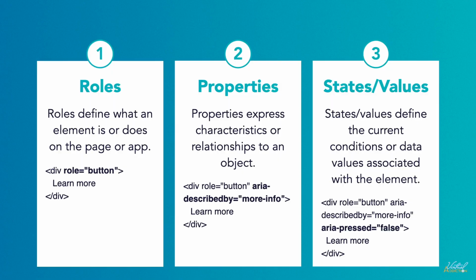The three main features of ARIA are roles, properties, and states and values. While all three elements of ARIA can be used in one line of code, it's not required and often not necessary. Instead, layer ARIA roles, properties, and states and/or values until you've accomplished your final accessibility goal. Correctly incorporating ARIA into your code base ensures that assistive technology users will have all of the information that they need to use your website, app, or any other digital product successfully and equitably.